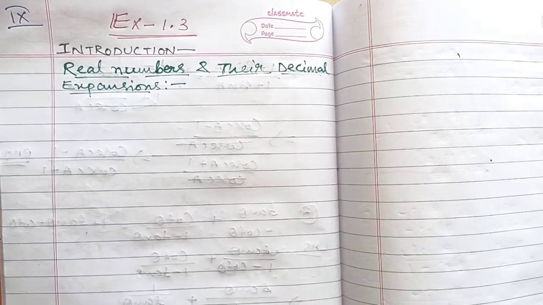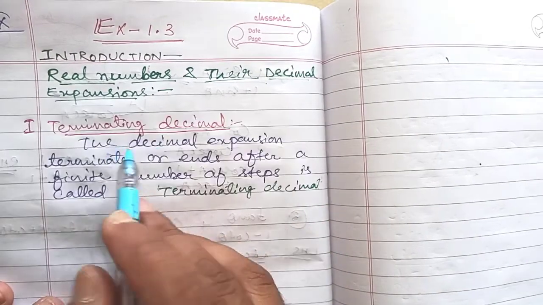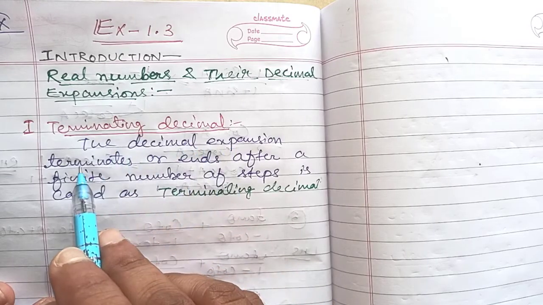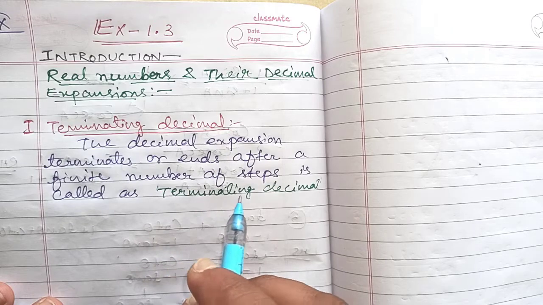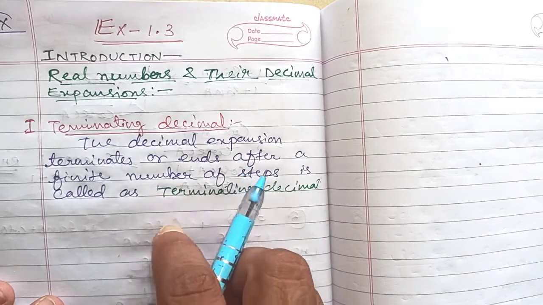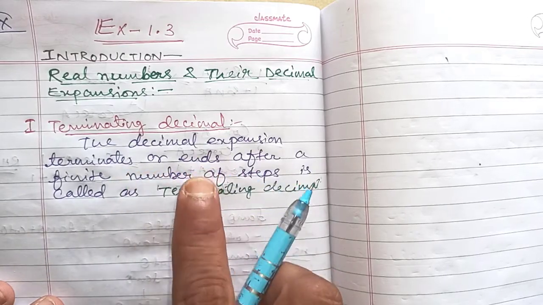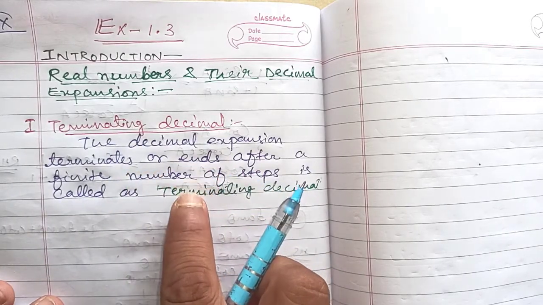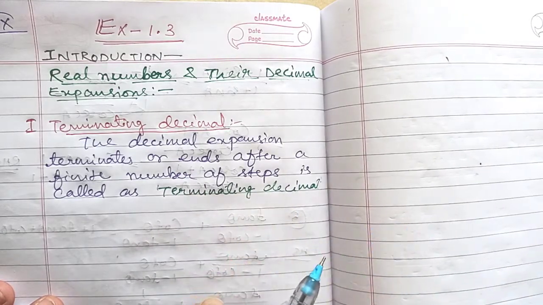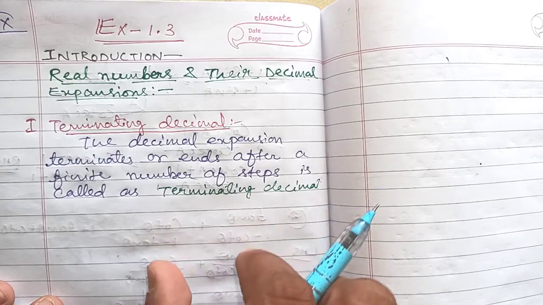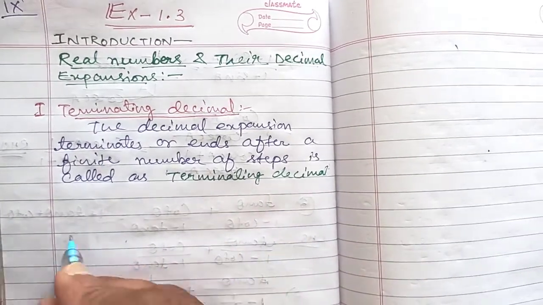Okay. First of all I want to tell you about a decimal expansion which is called a terminating decimal. What is a terminating decimal? A decimal expansion that terminates or ends after a finite number of steps is called a terminating decimal. When we divide a number, if we get the remainder 0, those expansions are called terminating decimals. We get a type of decimal number where the remainder will be 0. We will see an example.